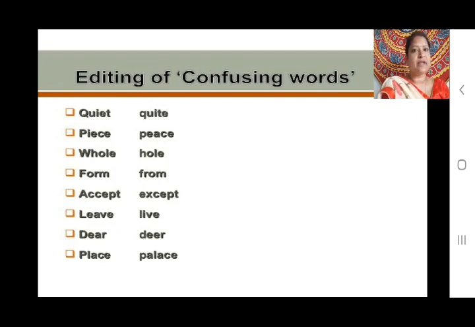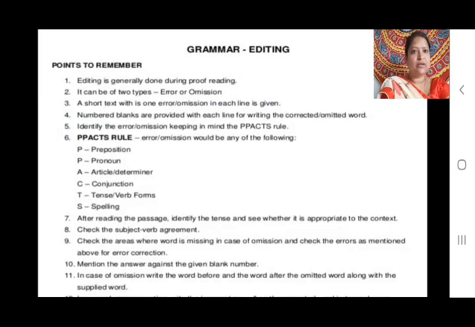Next comes spelling. Some of the words are confusing, like quite and quiet, peace and piece, whole and hole, form and from, accept and except, leave and live, dear and deer, place and palace. These are the different words which come in the question, and they could be confusing. You have to see which one is the correct one and write the suitable word.